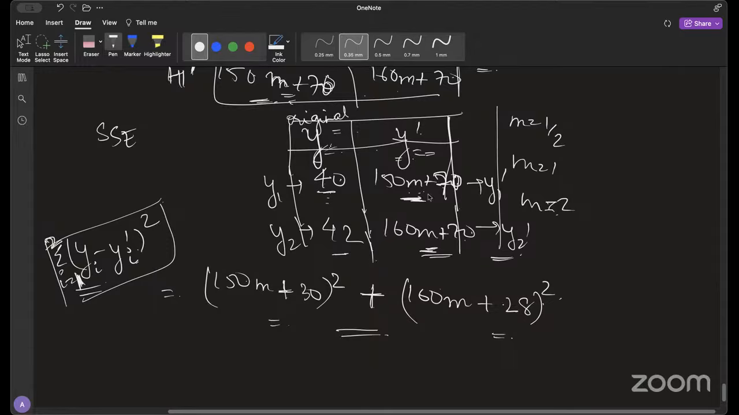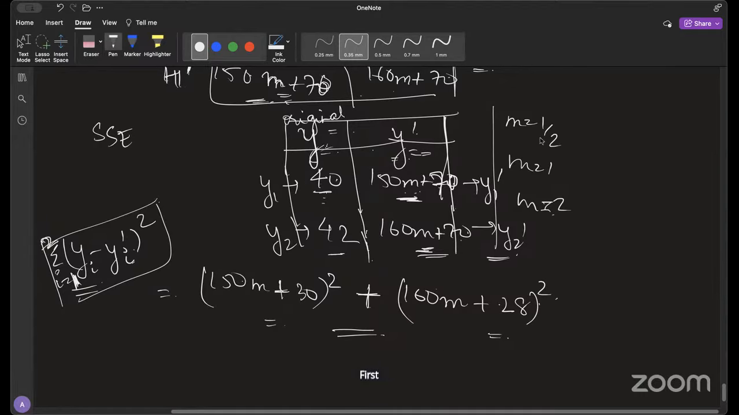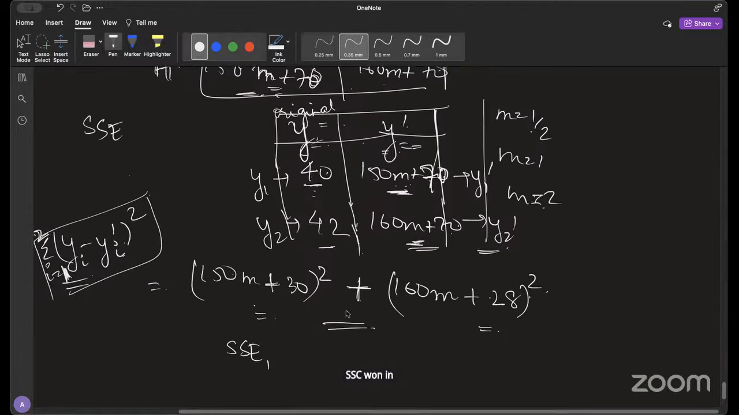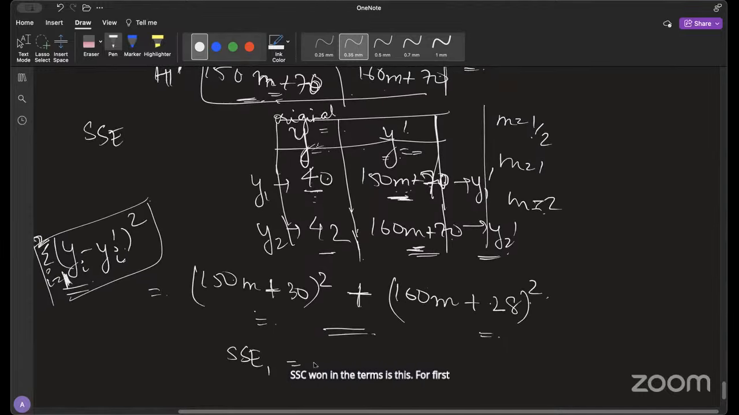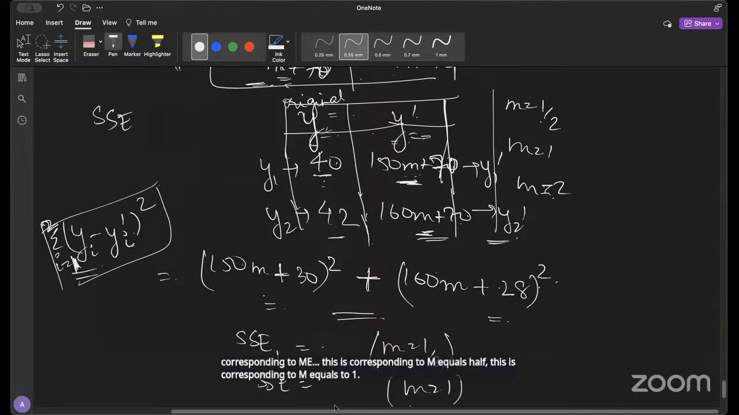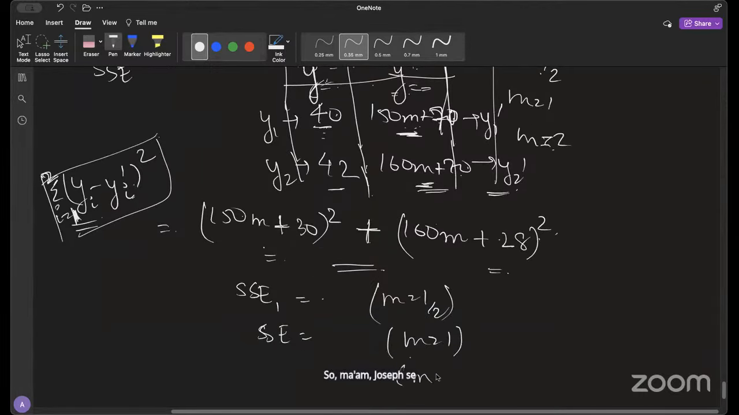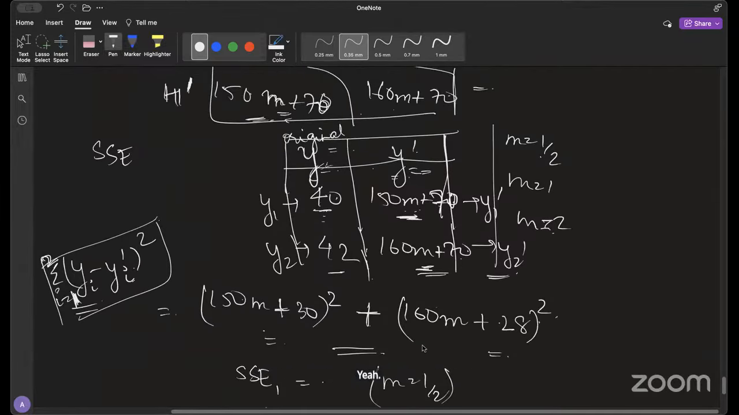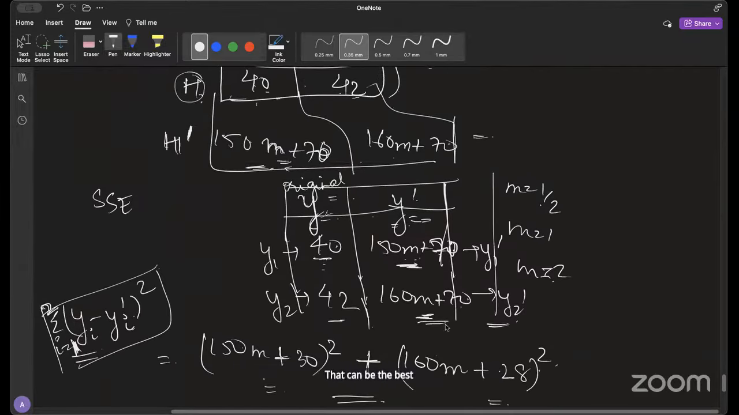Ma'am, actually, this is the equation you are saying, and we have to substitute the value of m as half first. Yeah, first, and then substitute half here. Then that will be SSE1. SSE1 in terms of this. For the first option, SSE is this. Then for the second option, find SSE corresponding to m. This is corresponding to m equals half. This is corresponding to m equals 1. So ma'am, whichever SSE comes lowest, that value of m will be more correct. That will be the best fit, right? Yeah.